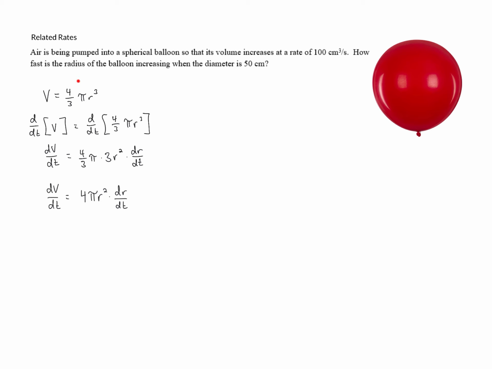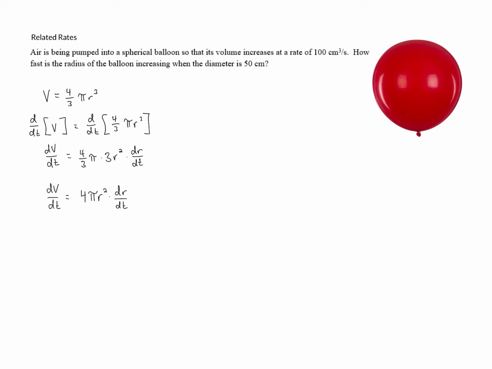Now, we started with an equation that related volume and radius, but when we use implicit differentiation, we now have an equation that relates the rate of change of the volume and the rate of change of the radius. There's also still the radius in there, so this relationship depends on what the radius is at any given moment. But now that we've used implicit differentiation, we can actually have a relationship between these two rates, and we can figure out what we need to.